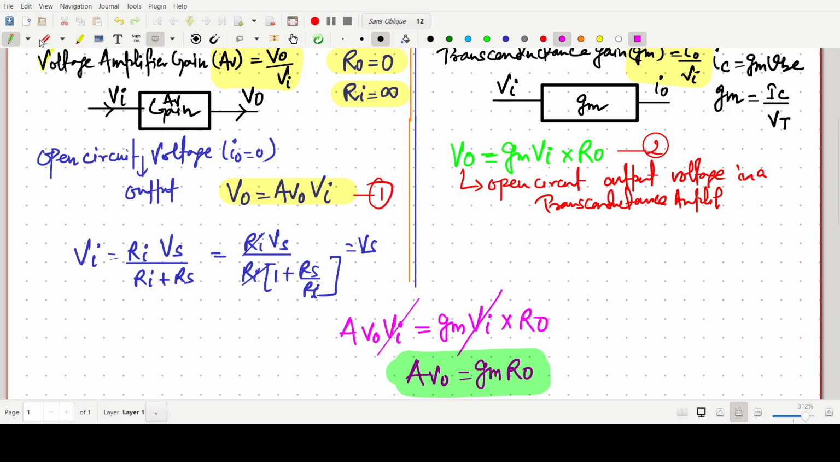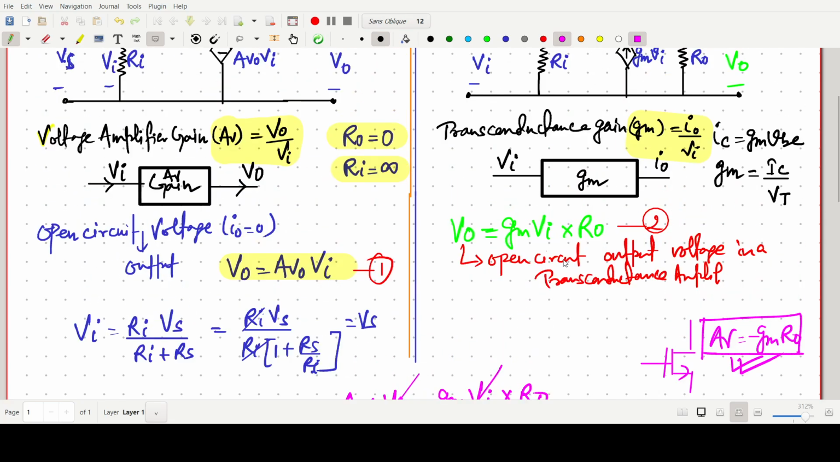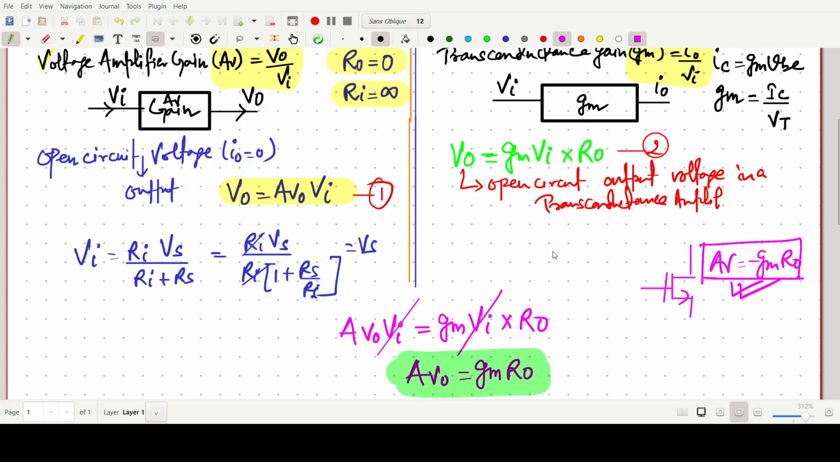So that's why in any MOSFET circuitry, AV equals minus Gm times R naught. We have seen this so many times. So the open circuit voltage gain is just the multiplication of the transconductance Gm into R naught. And Gm is simply I output by V in. So this is all about this very simple concept: the open circuit voltage gain is nothing but Gm, the short circuit transconductance amplifier.